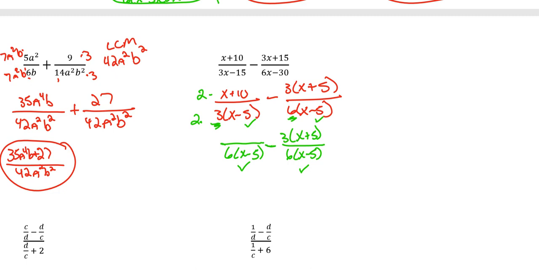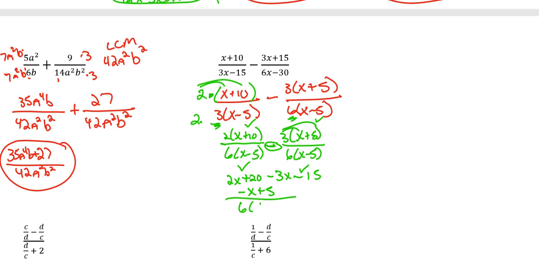And then on the top, again, multiplication. So this has to be distributed, and it's not just the first term. So I'm just going to write it as 2x plus 10. Again, I'm going to finish it up because I tend to simplify with these types. So it's going to be 2x plus 20 minus, I'm going to distribute here too. Again, I'm going to put minus negative 3. So it's going to be negative 3x. 3 times that, it's negative 15. I simplify all of that, I get negative x plus 5 over 6 times x minus 5.